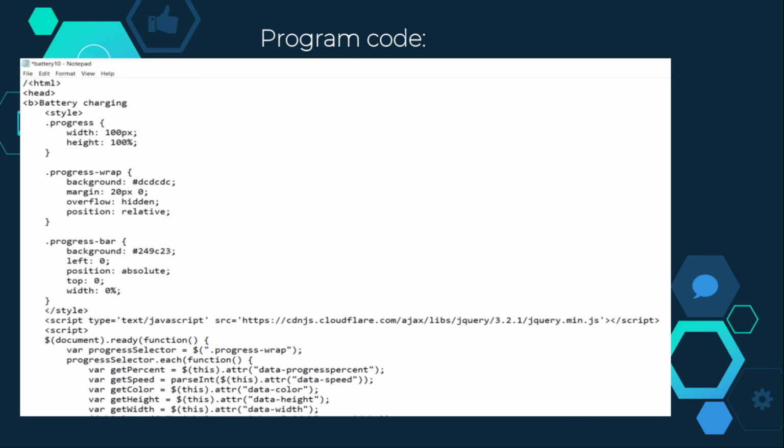Myself Sanjana, and I will be telling you about the code. Let's move on to the code details. Firstly, we implemented the CSS under the style tags. In that, we implemented the properties of progress, progress wrap and progress bar.